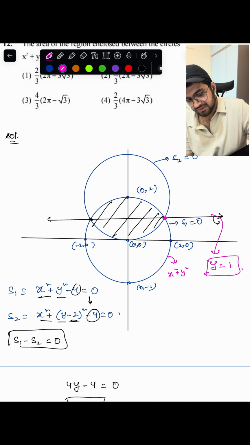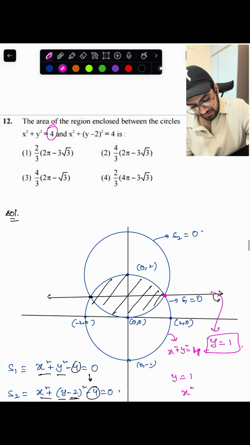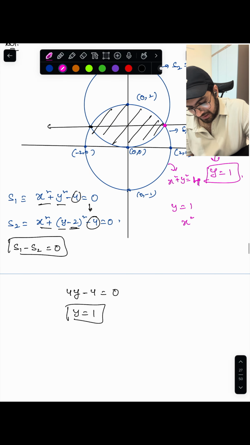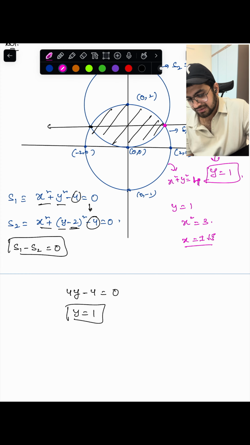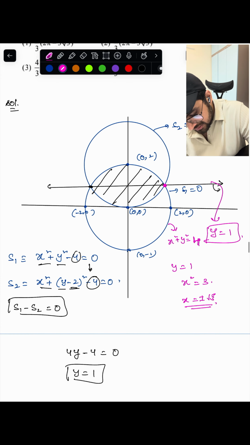This is y equals to 1, and the point of intersection with this circle, x square plus y square equals to 4. If I keep y equals to 1, I will get x square equals to 3, x equals to plus or minus root 3. As it is in the first quadrant, I can write this one as root 3, 1.